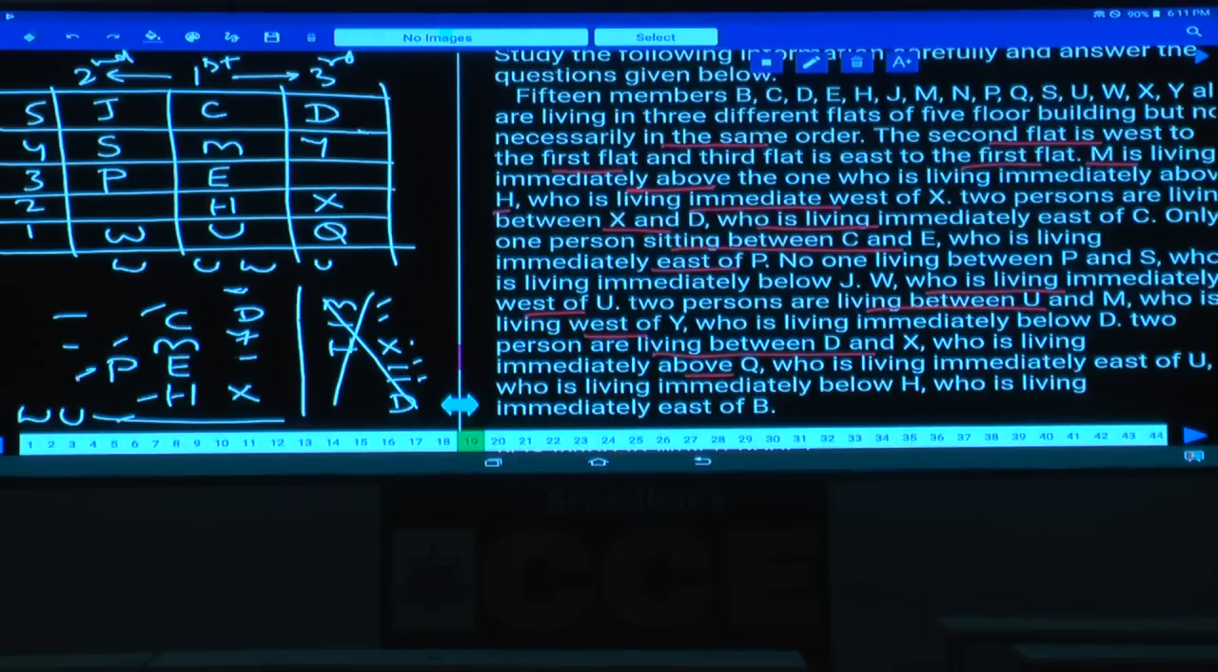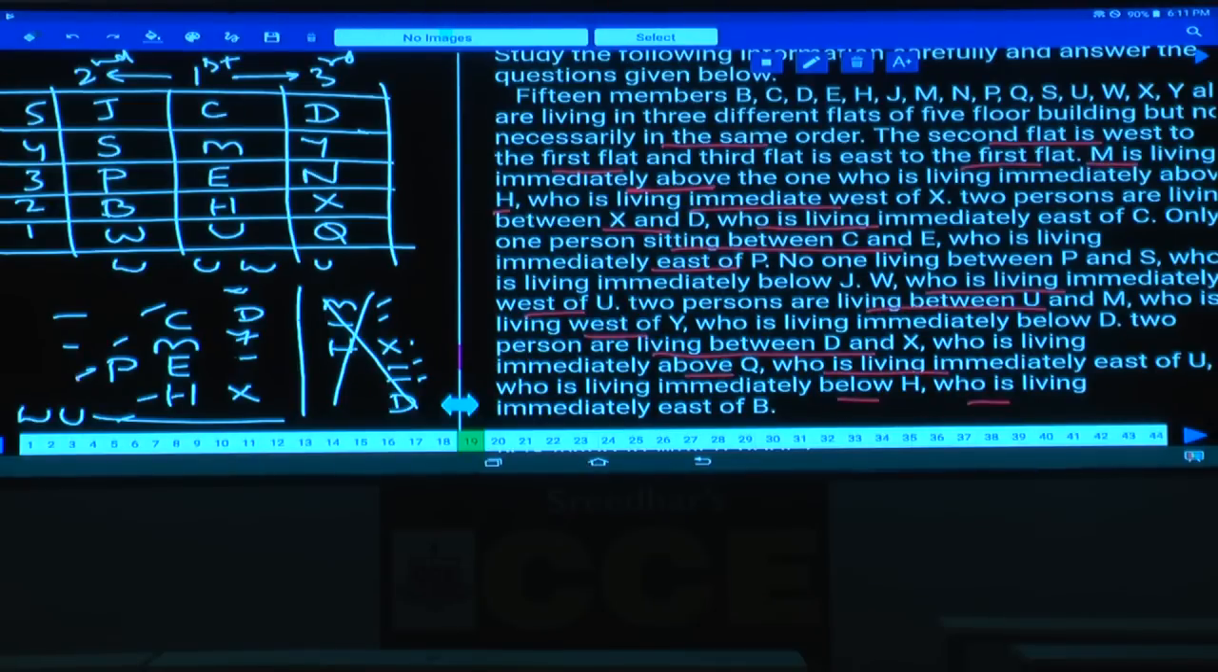If Q is here, Q is living immediately to the east of U, and this information is also not required. U is immediately below H, this is also not required. H is immediately east of B, then B will be here. Then who is the person left over? S, N. N is left over, so N must be at this place.